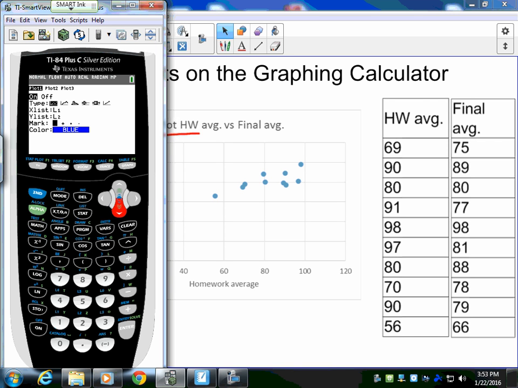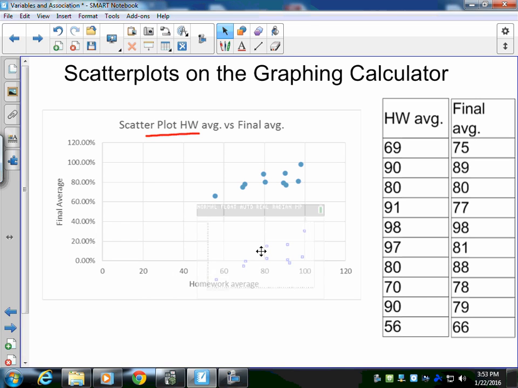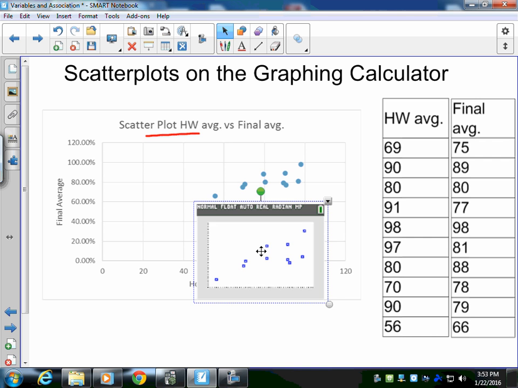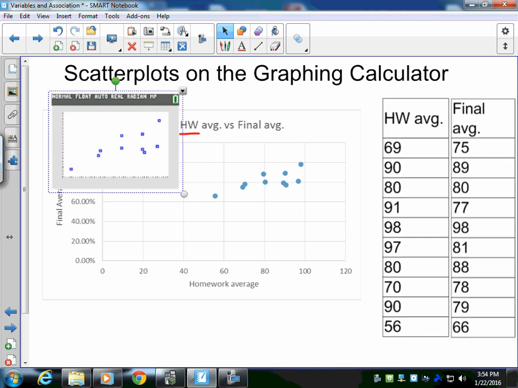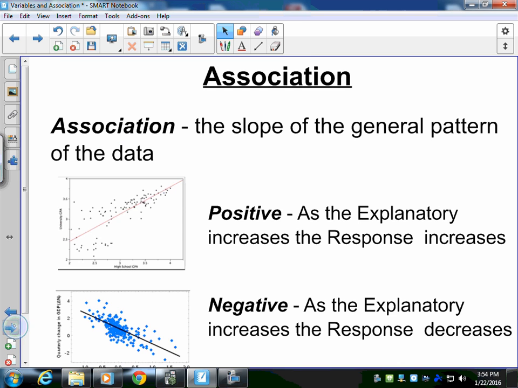Now, to get to your graph as quick as possible, we will want to do a zoom, and you can zoom 9, which is zooming to your statistical values. So we can see a very similar graph to what we had from Excel. A little bit of a different scale on it, but we can see that very similar relationship between the two variables, homework average and final average.